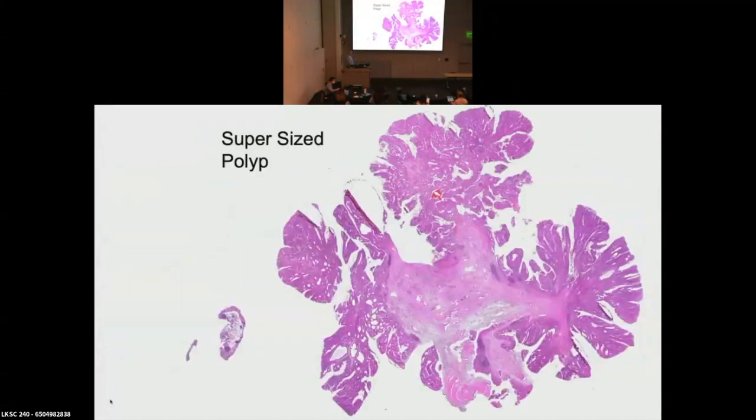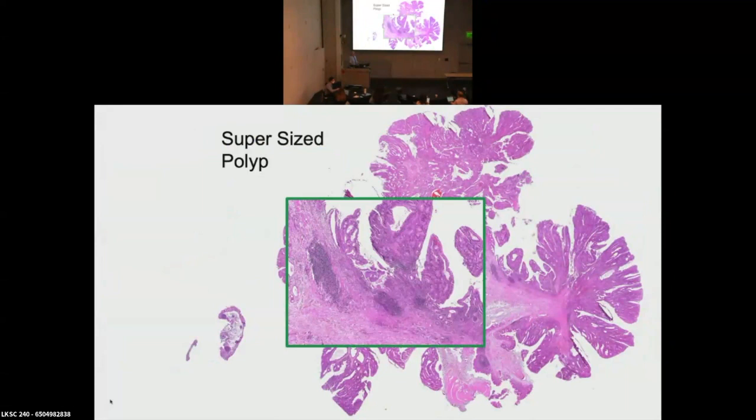Briefly, I got permission from Albert to show the supersized colon polyp, because there's another name for it. This is roughly the scale. It's on a slide, but it is immense, and it has a lot of things going on. This is a more normal polyp to the left of it. There are some immune clusters in this one.